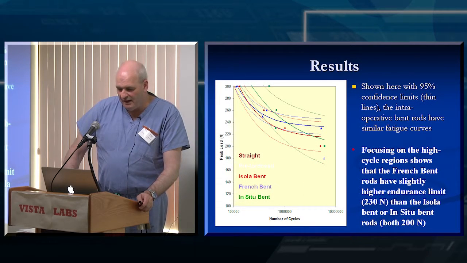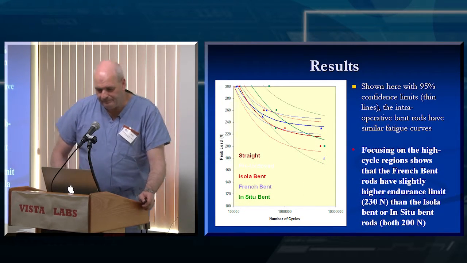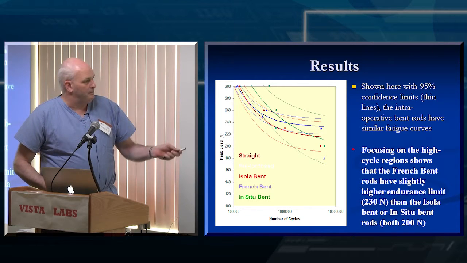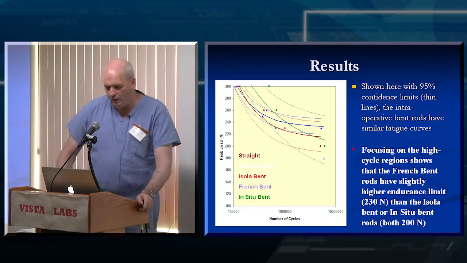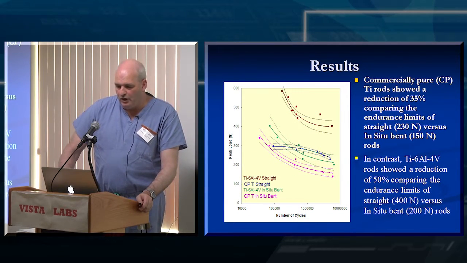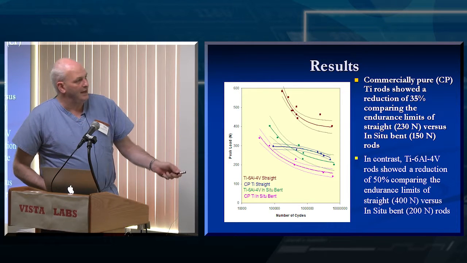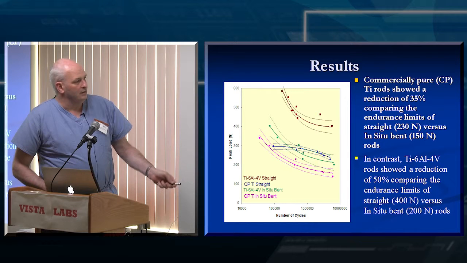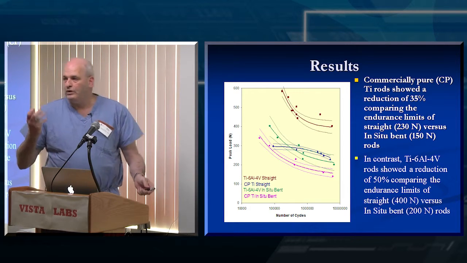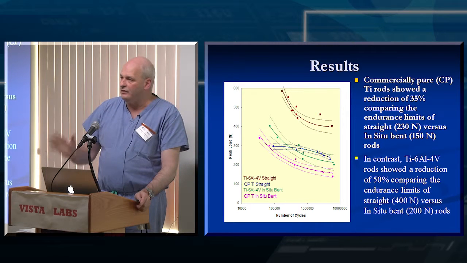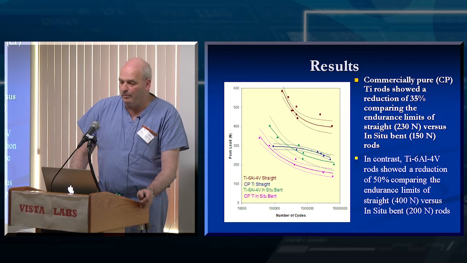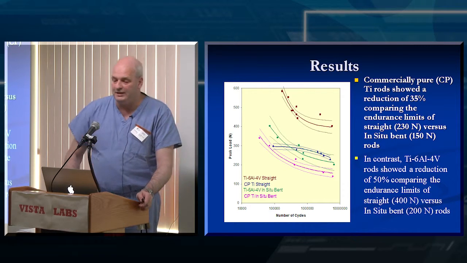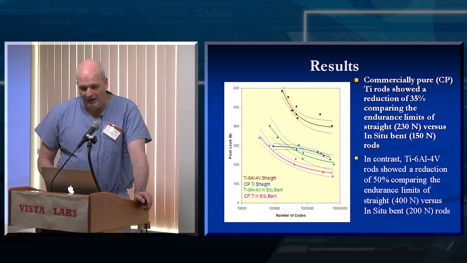So you can see that if you use any of the different benders, it does have an effect on the rods. What was shown is that commercially pure titanium is the weakest of the rods, but it does tolerate bending a little bit better than titanium alloy. Once you use a French rod bender or any other benders, you reduce the strength of a titanium alloy rod by 50%, while a commercially pure titanium rod reduces by 35%.